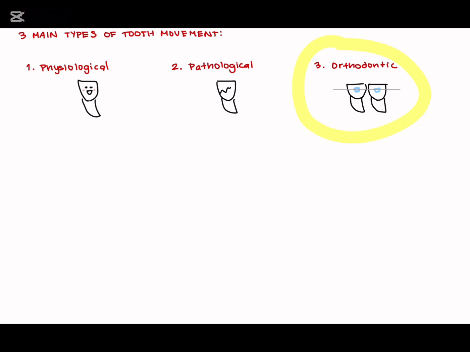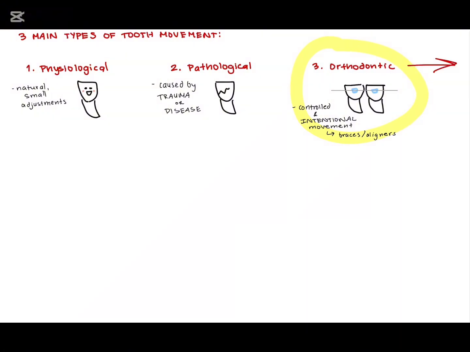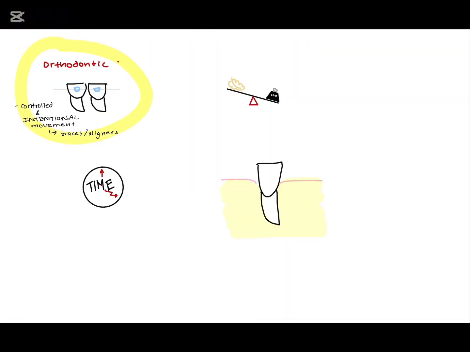So, physiological tooth movement is natural, small adjustments that happen daily, such as during chewing or aging. Pathological is caused by trauma or disease, such as periodontitis or tooth loss. Orthodontic movement, which again is what we're focusing on today, is controlled and intentional movement, and this happens using appliances like braces or aligners. Now let's look at what we actually need to make orthodontic movement happen successfully.